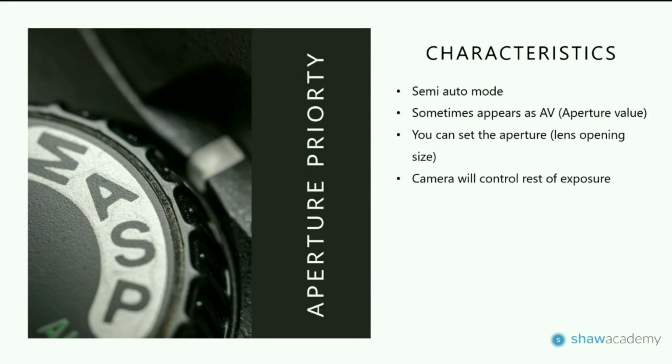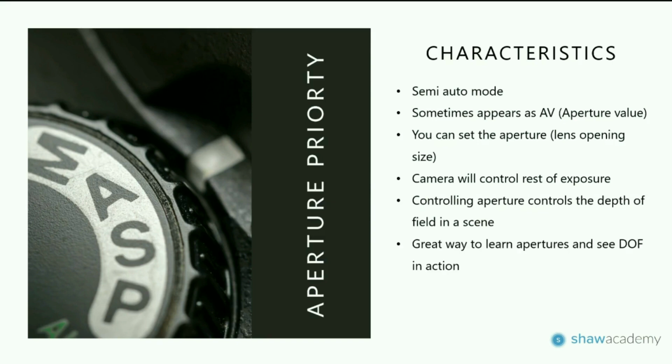So very much just like our shutter priority, it means we can just concentrate on the apertures, and that means we can concentrate on controlling the depth of field in a scene. And it's a great way to see depth of field in action and to learn more about apertures. So again, after this lesson, I want you to set your camera to the aperture priority if it's available to you, and I want you to start cycling through all of the different apertures available on your lens to see the different effect. Now you'll need to do this with something not very far away from you.